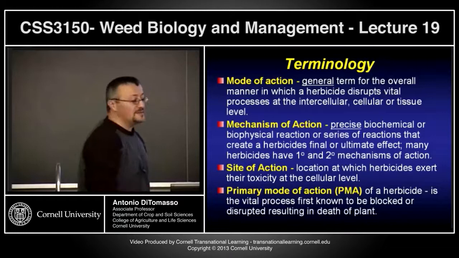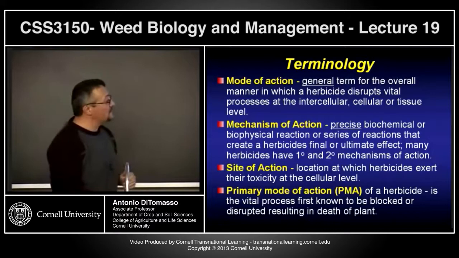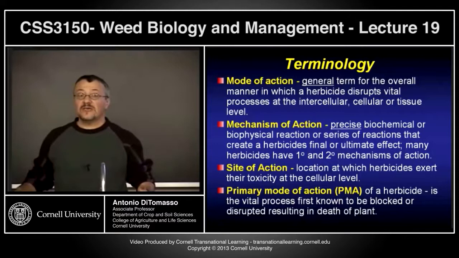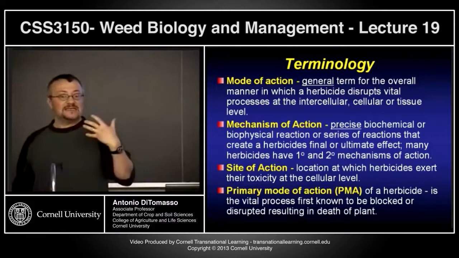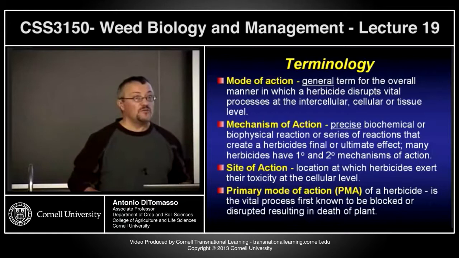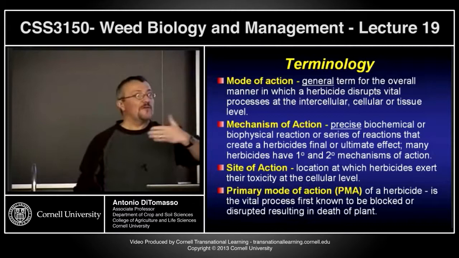And here's what I was referring to. Primary mode of action of a herbicide is the vital process first known to be blocked or disrupted, which results in plant death. Okay? The auxin-type herbicides, that includes 2,4-D, dicamba, okay, they do. The primary mode of action is that you have these herbicides acting as auxin mimics. Basically, the plant reproduces uncontrollably. The phloem is then choked off, okay, and transport doesn't occur. So you have a number of ways that the plant is killed, okay?